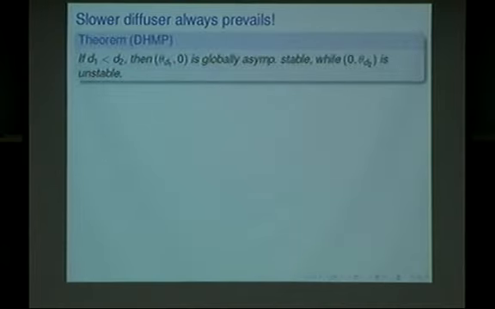Let me write down the theorem in mathematical terms. If d1 is less than d2, then (theta_d1, 0) is globally asymptotically stable when (0, theta_d2) is unstable. So in particular, there's no coexistence. That is to say, the original system does not have any steady state (u, v) where both are positive. All right.